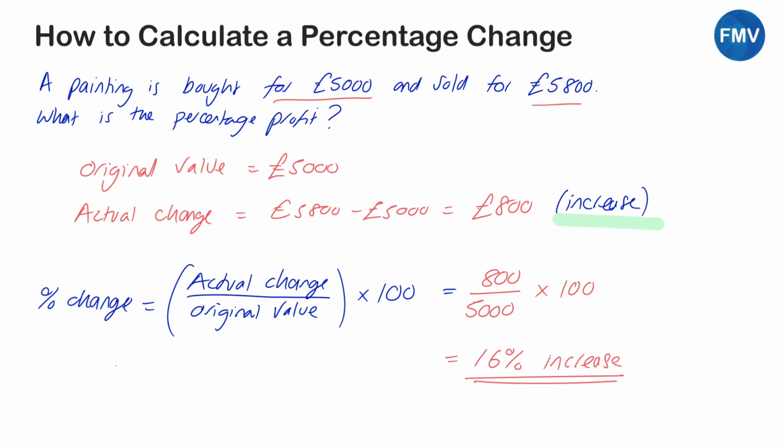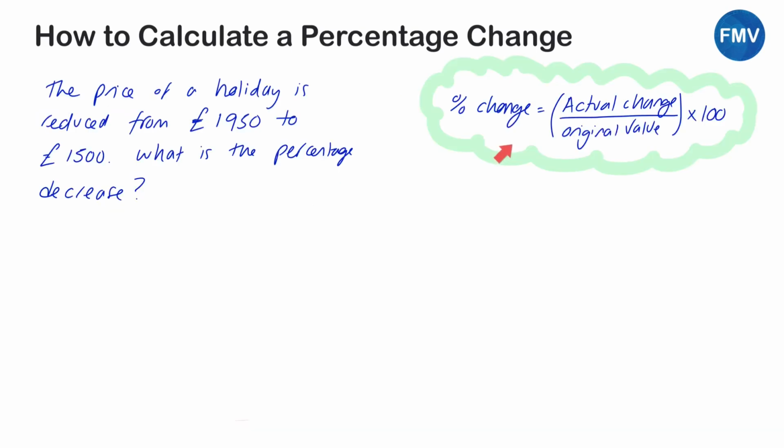So a quick recap, the key part is this formula here. So percentage change is equal to the actual change, that's the difference between the original and the new price, divided by the original value, multiplied by 100. Let's look at another one. I've placed the formula up there so you can see it.